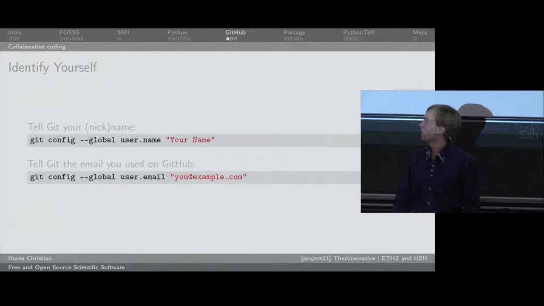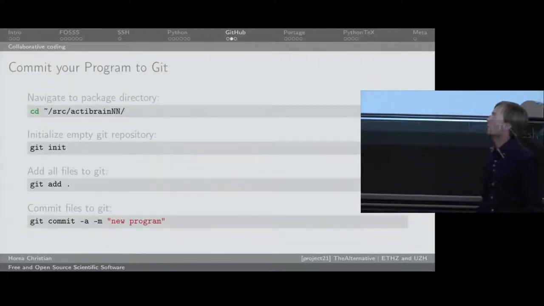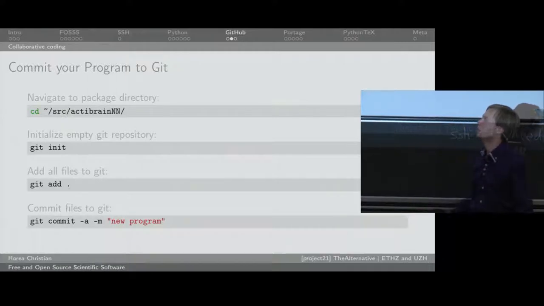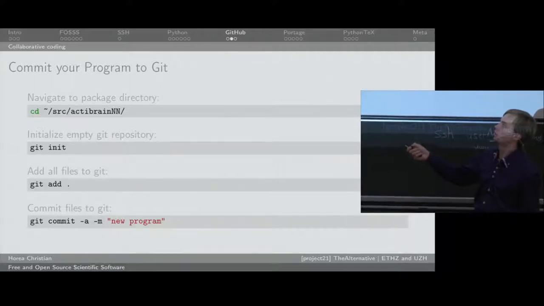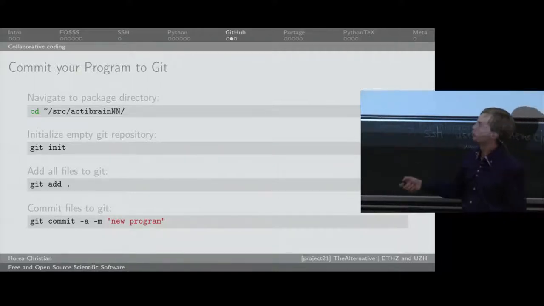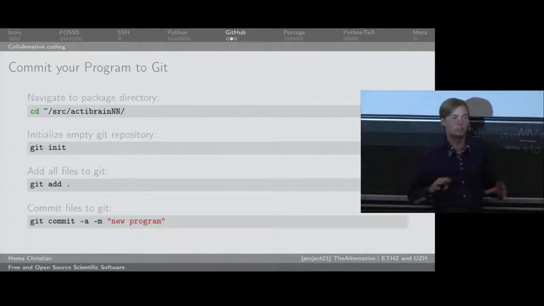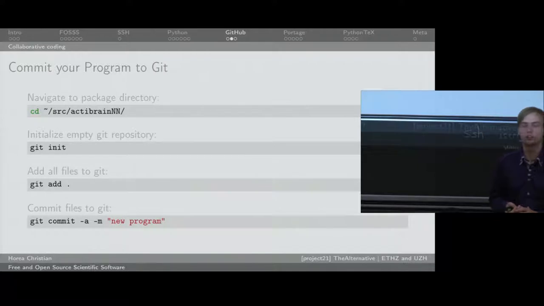OK, so after you're done with this, which I hope all of you are, we can move on to actually committing your program to GitHub. So first, actually, to committing your program to Git and then uploading it to GitHub. So first, you have to make sure that you are in the program directory. If you're not already in there, you can change the directory, home directory, source directory, program directory. You can initialize an empty Git repository, meaning that you practically start Git, this version control system, inside of your program root with git init.